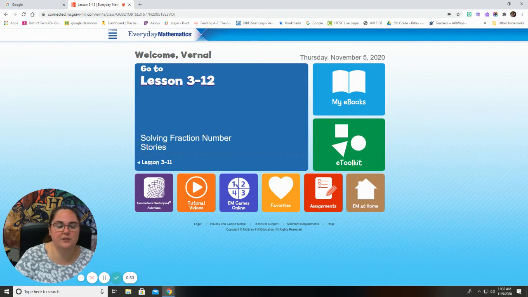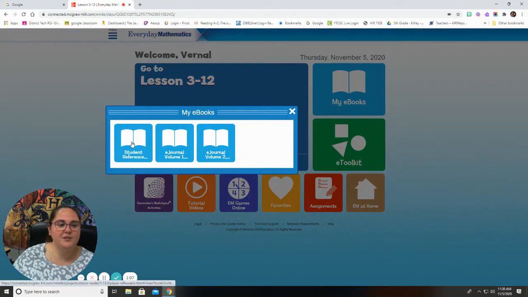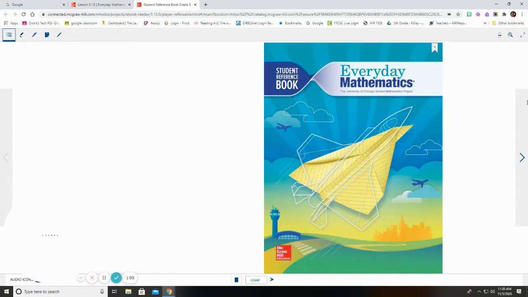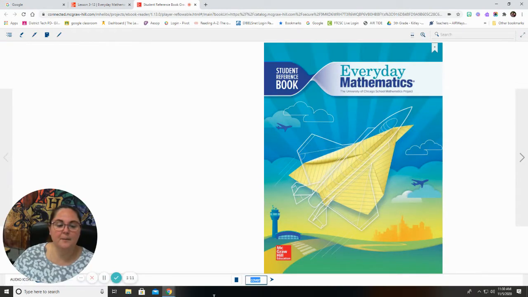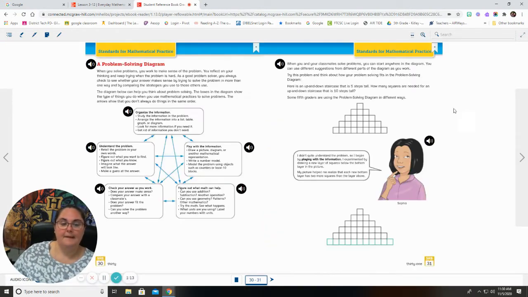So what you can do is actually in your student reference book. So this is Everyday Math Online. Because you're virtual, you guys should have access to Everyday Math Online. So I just logged in as if I were a student. And I'm going to go right here to my ebooks. And I'm going to go to my student reference book. Now we're going to be on page 30. So we're just looking at this part over here. We're going to pretend like this part over here isn't needed. Okay. We don't need this side. We need what's over here.